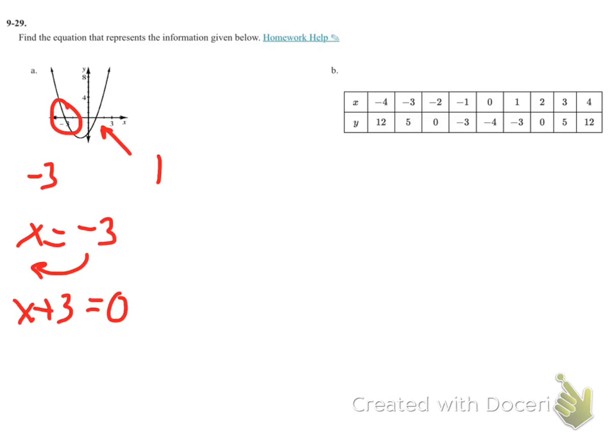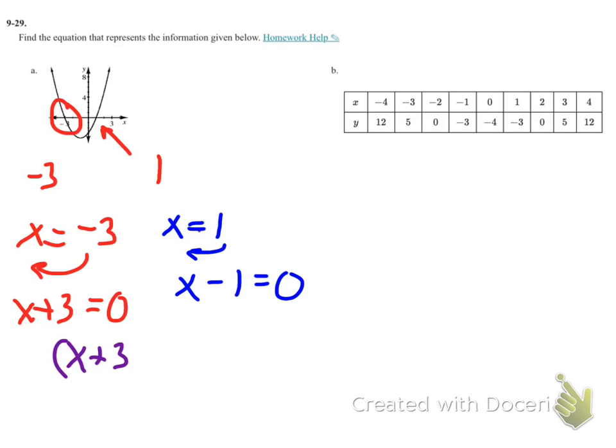Doing the same thing with the other one, if I know that x equals 1, moving that over, I get x minus 1 equals 0. So now my two factors are x plus 3 times x minus 1. That is the equation that I have here. That is in factored form.